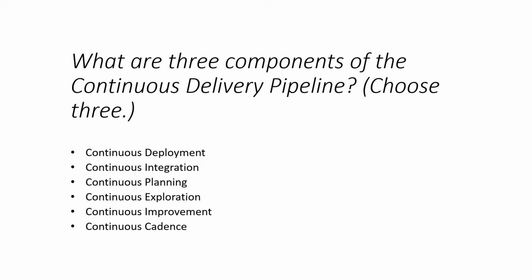What are three components of the continuous delivery pipeline? Now here we have to choose three options, so be careful: continuous deployment, integration, planning, exploration, improvement, and cadence. All right, so I will now move to the correct answers. The first one is continuous deployment, then continuous integration, and continuous exploration. I hope you got it right. Let's move to the next question.